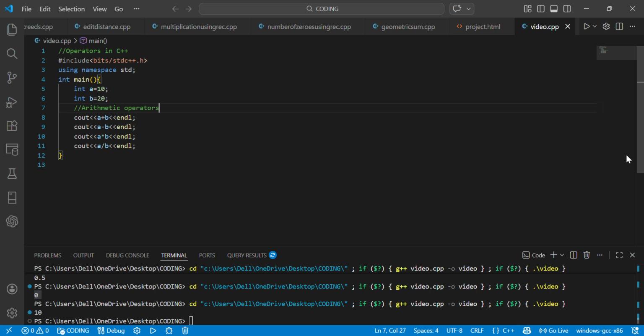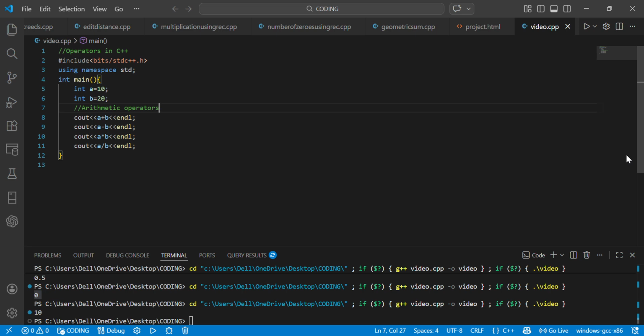So today's topic is operators in C++. There are different types of operators in C++. These are arithmetic operators, assignment operators, relational operators, bitwise operators, and more operators.